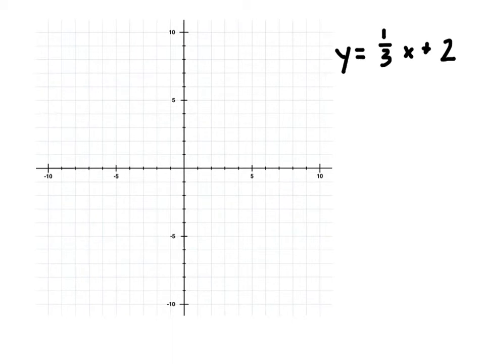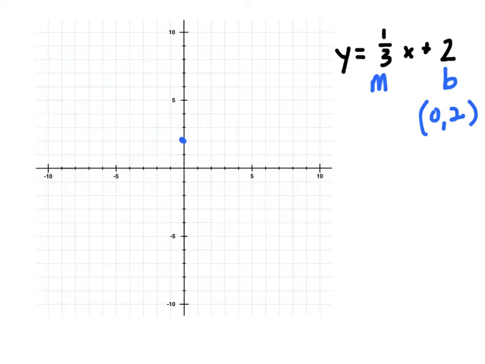Let's graph the equation y equals 1/3 x plus 2. So from what we just talked about, I know that in this equation m is 1/3 and b is 2. So that means that the y-intercept of this equation is the point (0, 2). So I'm going to go ahead and mark a point on my graph at (0, 2), and that's going to be the starting point for graphing the rest of this line. From there, I'm going to use my slope to graph a couple more points.